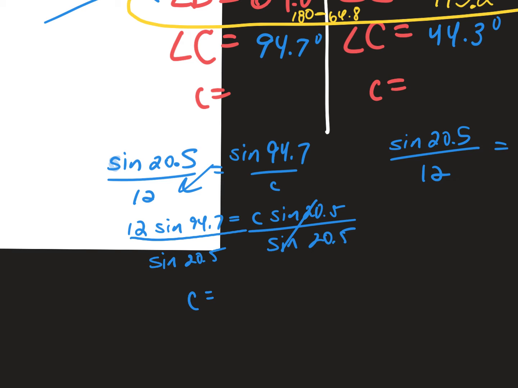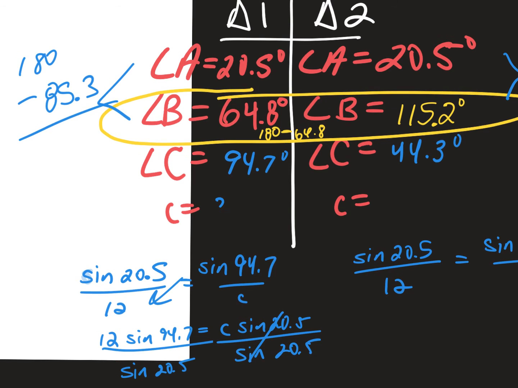What does C equal? So I have 12 times the sine of 94.7 divided by sine of 20.5. Do you see, Paulo, that we're dividing by both sines? Yeah. We're finding a side length. So I come out with 34.15. That's not where you would hit second sine, because we're finding the side measure. It didn't say sine of C, it just says C. So I get 34.2-ish.